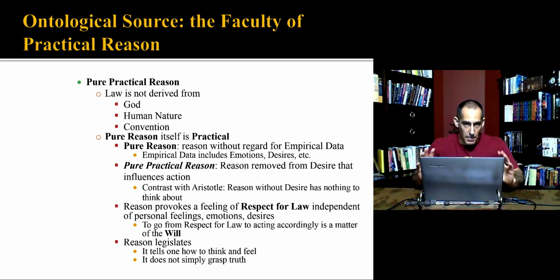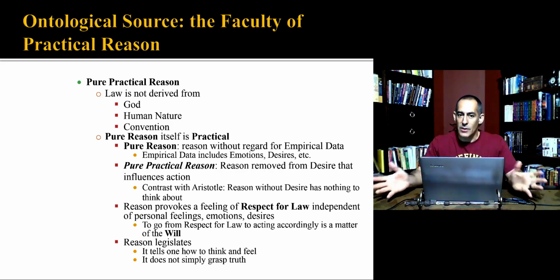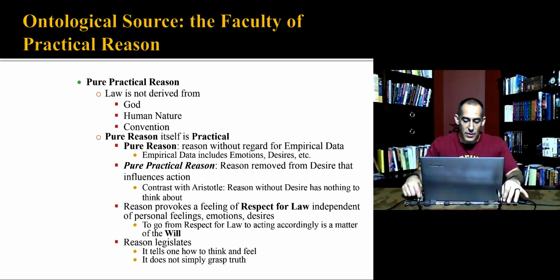All right, so this pure reason is what we need to talk about, and how it can be practical is the big question. So pure reason, if we're going to define it, just is the idea of reasoning without regard to empirical data. And the empirical data that we're really concerned with here is our desires. Can we reason without taking into consideration our emotions and our desires?